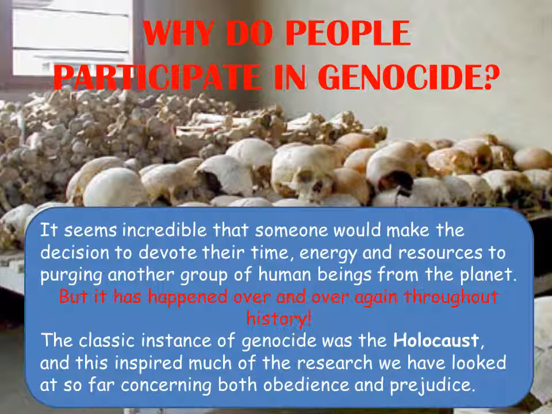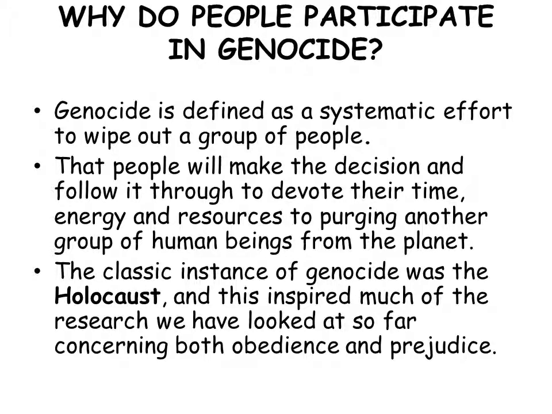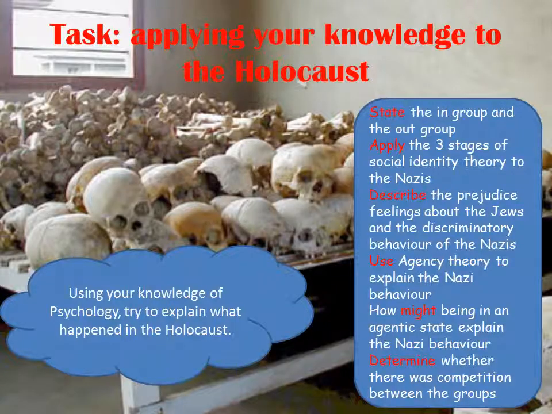And it seems incredible that somebody would make the decision to devote their time, energy and resources to purging another group of human beings from the planet, but it has happened time and time again throughout history. You looked at more modern examples of this during the lesson. The example that we're looking at specifically here is the Holocaust, which has inspired a lot of psychological research so far concerning both obedience and prejudice. Now, you need to try and use your knowledge of psychology to explain what happened in the Holocaust and why it happened in the Holocaust.